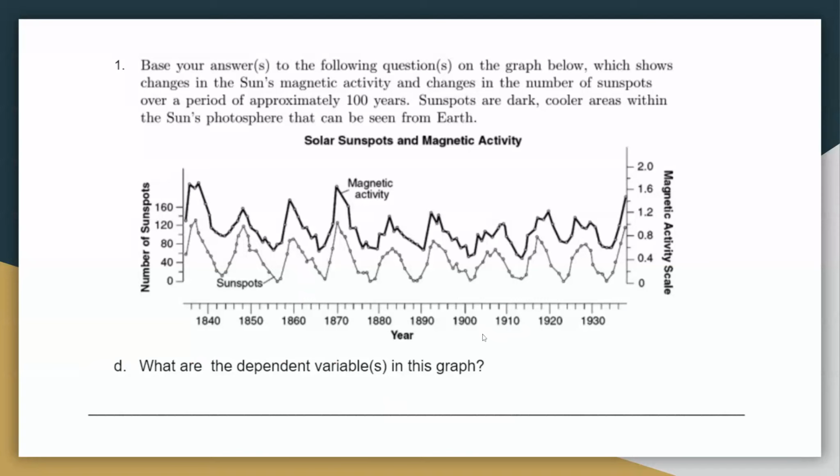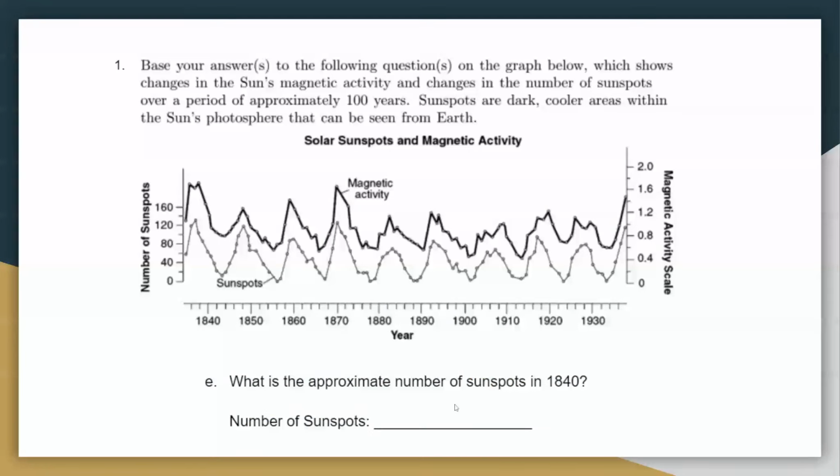Next, what are the dependent variable or variables in this graph? In this case, we have two dependent variables. The year is the independent variable, so we're left with the magnetic activity variable and the number of sunspots variable. Both of those things look like they are affected or impacted by the years. They're changed by how much time is passing by. So my dependent variables would be the number of sunspots and the magnetic activity. Both of these are changing over time, and I'm trying to analyze whether there's a relationship and seeing what's going on over time.